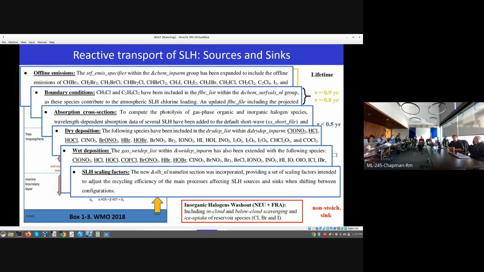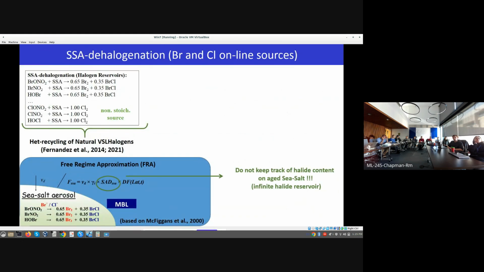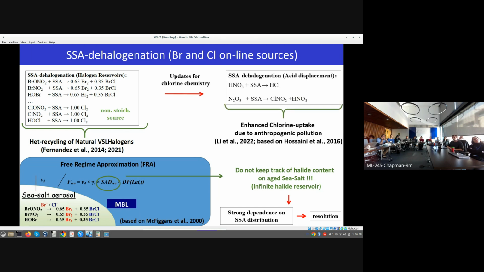So going into some of the details, if you look at these reactions here on the top left, they are non-stoichiometric for the case of chlorine and bromine. So they represent every time one of these gas species collides with a sea salt aerosol, it can uptake a halide ion from the sea salt aerosol, which is considered to be an infinite reservoir. And this uptake is strongly dependent on resolution, and that's one of the most difficult things to do in the tuning, for example when changing from 2 degrees to 1 degree.